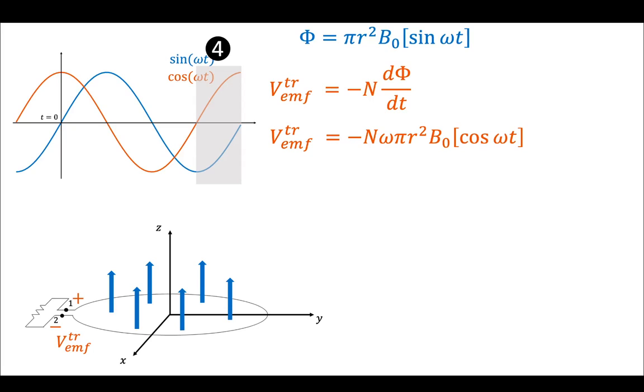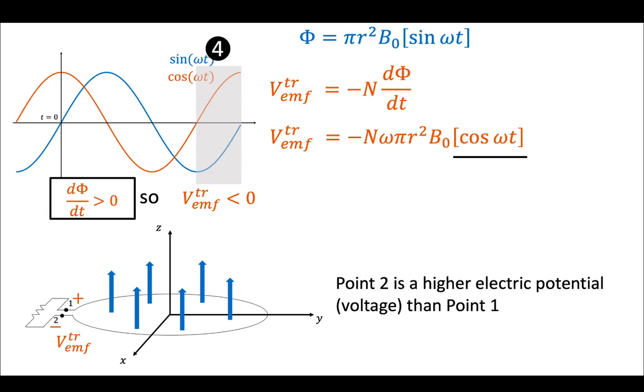Now, in the last region, the blue sine wave is negative, but it is getting less negative. It's becoming a smaller negative number over time. The red cosine wave has gone back above y equals 0 and is now a positive value again. So the cosine omega t is positive, so d phi dt is greater than 0. And because of that leading negative sign, the transformer voltage must be less than 0. So now we're back to the same situation that region 1 had. Point 2 is at a higher electric potential than point 1. The current flows from the negative to the positive, and this is a negative polarity.